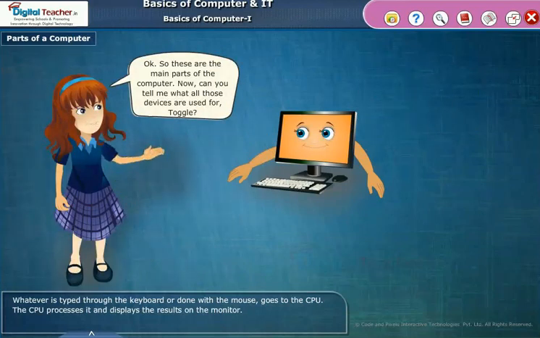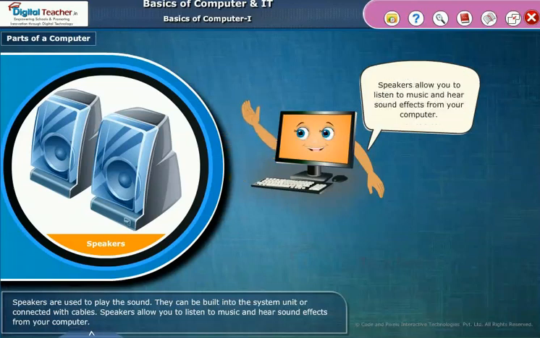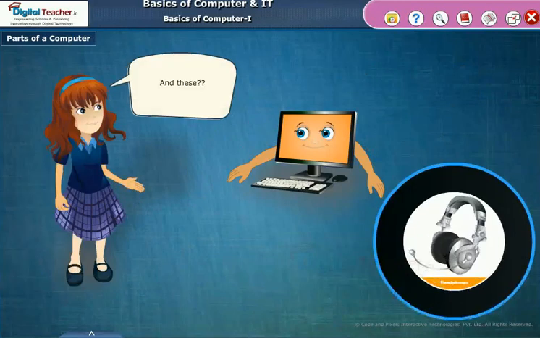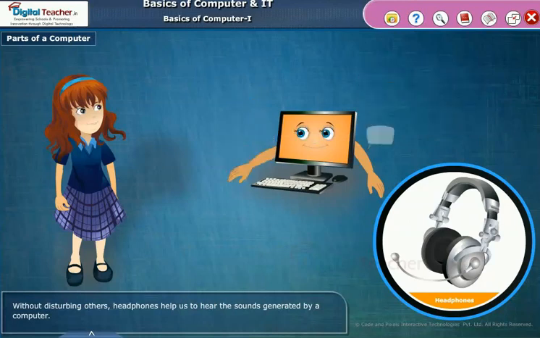Okay. So these are the main parts of the computer. Now, can you tell me what all those devices are used for, Toggle? Sure, Chinky. These are the speakers. They are used to play sound. They can be built into the system unit or connected with cables. Speakers allow you to listen to music and hear sound effects from your computer. And these? These are headphones. Headphones help us to hear sound generated by a computer without disturbing others.